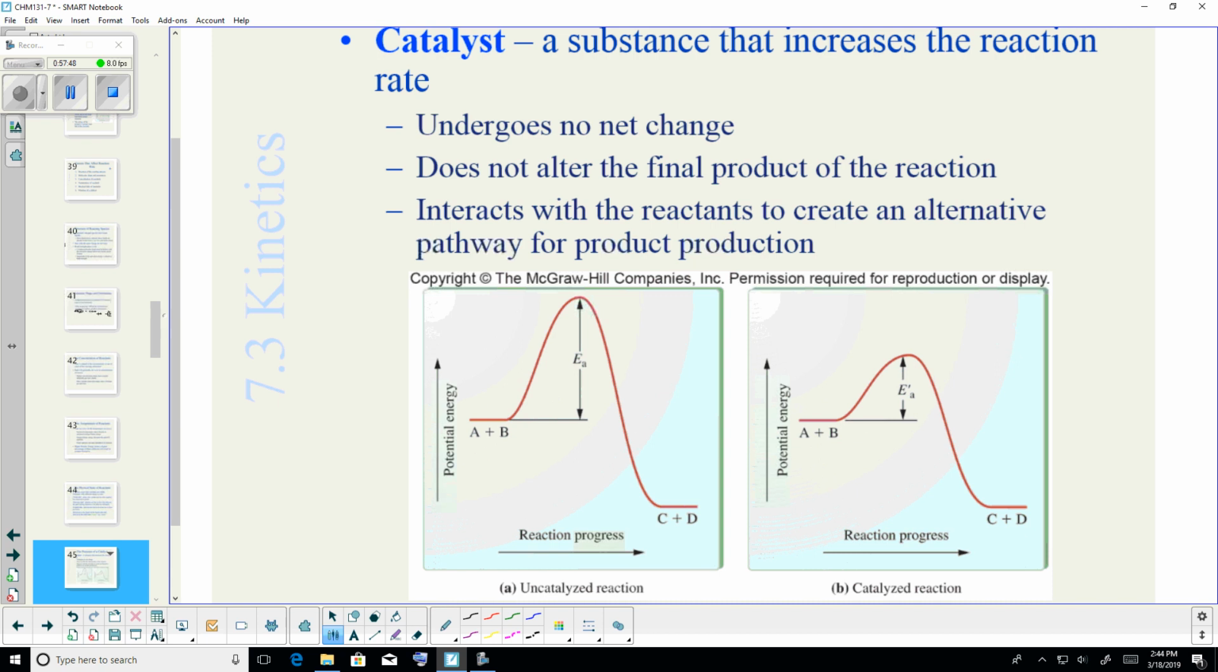Where else do you have catalysts? Closer. In you. Enzymes are catalysts. Without enzymes, we would move very slowly. Kind of like you're doing now. Okay.